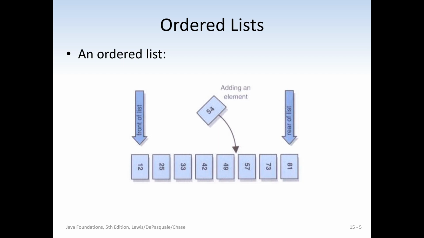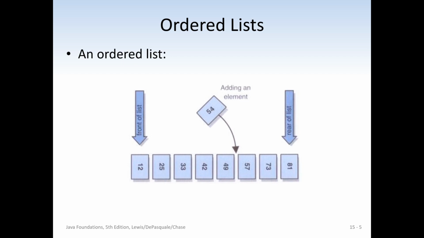So on average, inserting things into an ordered list with a linked list implementation is big O of n, because it takes us big O of n operations to find where we want to put it. And then once we find out where we want to put it, it only takes us big O of 1 to put it in that spot, right? All right, now let's go back and let's think about if we implemented an ordered list with an array.